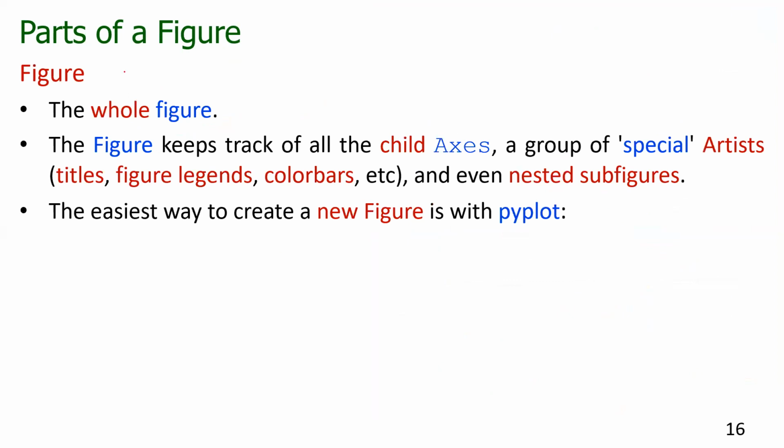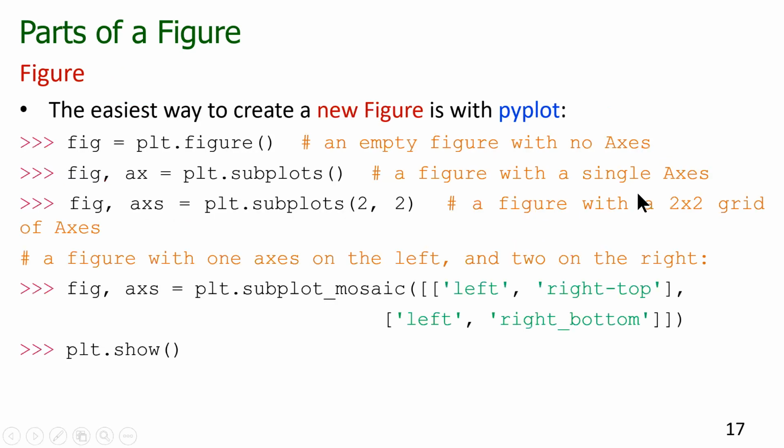Okay, whatever we mentioned as figure is the whole figure. The figure keeps track of all the child axes, a group of special artists like titles, figure legends, color bars, etc., and even nested subfigures. The easiest way to create a new figure is with the pyplot method, which is part of Matplotlib. Then this is another example.